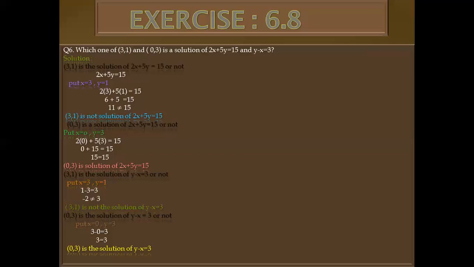Now come to the other ordered pair (0, 3). Here x is 0 and y is 3. When we replace x with 0 and y with 3 in y minus x, we see that 3 is equal to 3. (0, 3) is a solution of y minus x is equal to 3.